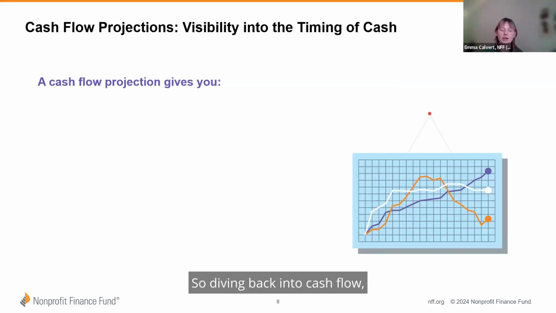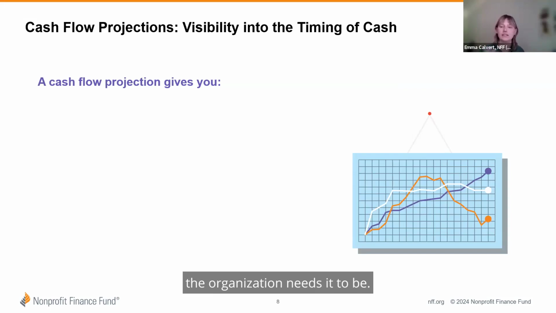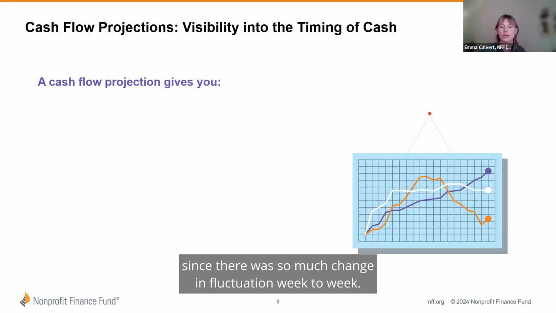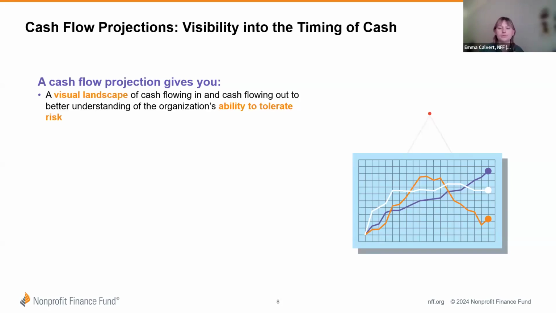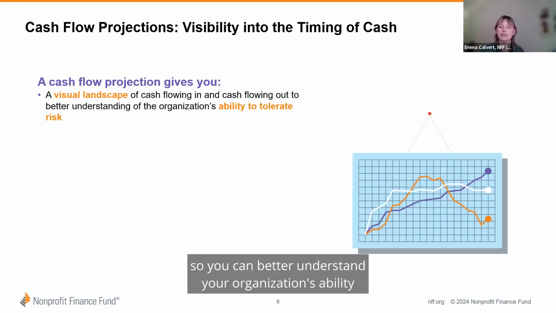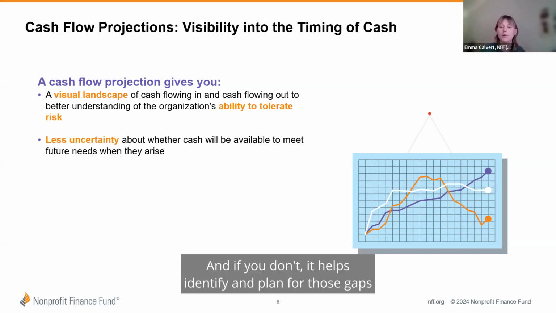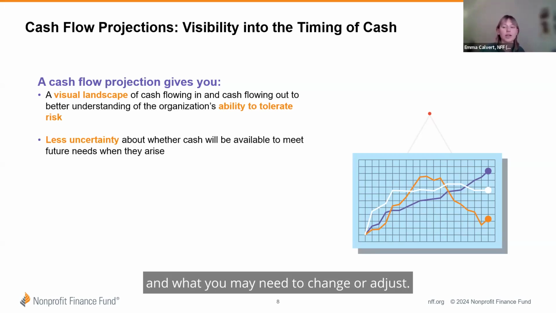So diving back into cash flow, a cash flow projection measures cash coming in and cash going out and breaks it out on a monthly or weekly basis, depending on how nitty-gritty the organization needs it to be. For example, during COVID, we saw a lot of organizations monitor their cash flow on a weekly basis since there was so much change and fluctuation week to week. A cash flow projection is a visual landscape of cash flowing in and cash flowing out, so you can better understand your organization's ability to tolerate risk. It tells you if you have enough cash on hand week to week or month to month to meet future needs. And if you don't, it helps identify and plan for those gaps and periods in your year where cash may not be flowing in and what you may need to change or adjust.